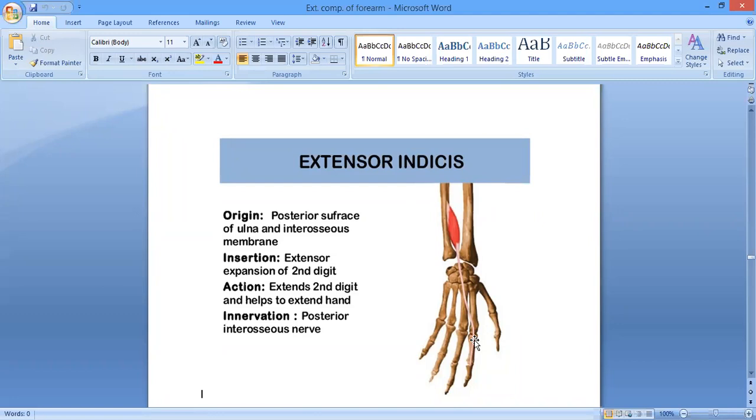Good. So it is going to be inserted over the extensor expansion of the index finger, and again is going to be supplied by the deep branch of the radial nerve, and it is responsible for the extension of the metacarpophalangeal joint of the index finger. Okay? So we have finished with the muscles of the deep group.